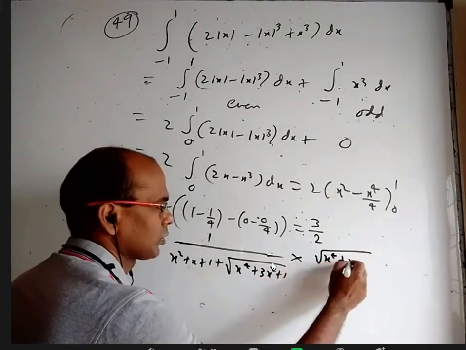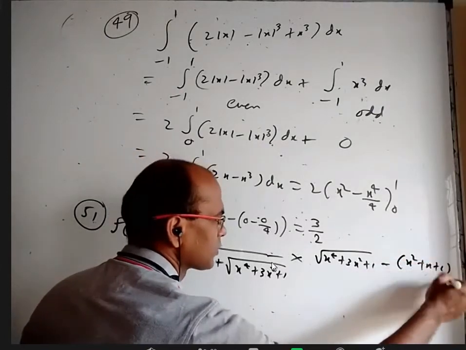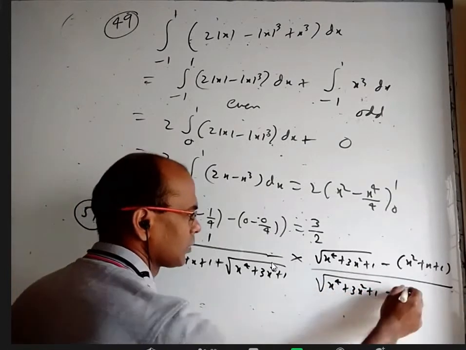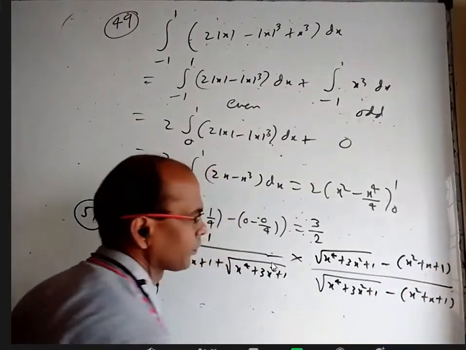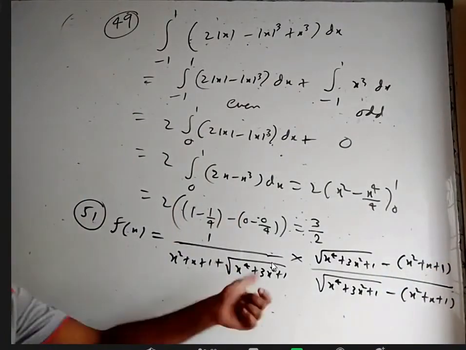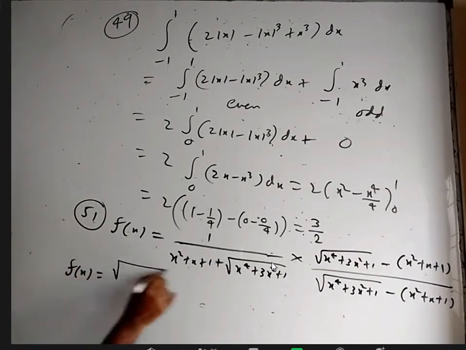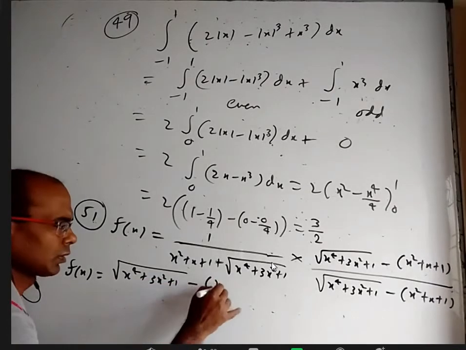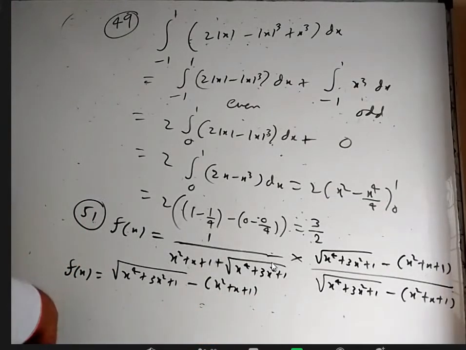Numerator: x power 4 plus 3x square plus 1 minus x square plus x plus 1. Here also, x power 4 plus 3x square plus 1 minus x square plus x plus 1. A plus b into a minus b gives a square minus b square. So you'll get f of x is equal to root over x power 4 plus 3x square plus 1 minus x square plus x plus 1.